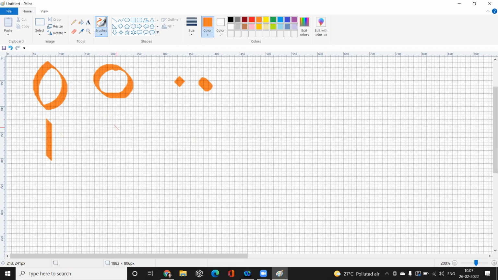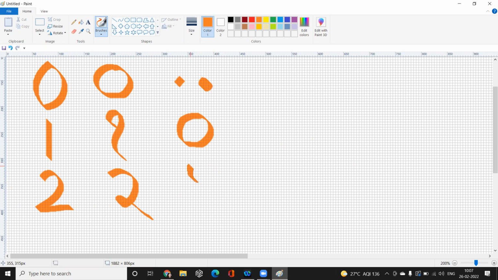And 1. Devanagari. And in Sharada lipi, we denote 1 like this. 2. This is 2 in Sharada lipi.